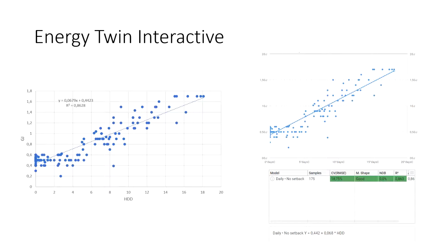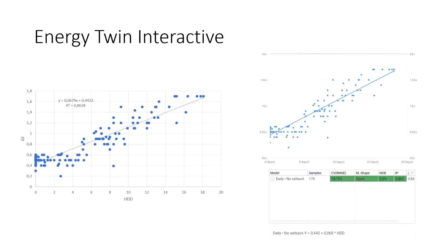Actually, the same you can do with Energy Twin Interactive, you can do in Excel, and many SkySpark users do this, that they do export the data to Excel or Google Sheet, and they use the trend and trend line in order to identify the model.